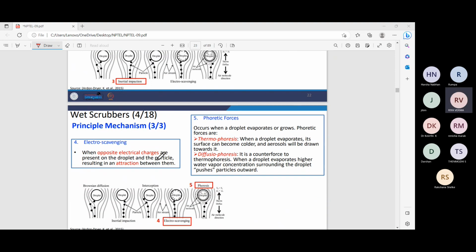Then we have electroscavenging, where opposite electrical charges are present in the droplet and the particle, resulting in an attraction between them, and that is how they get removed. Then we also have phoretic forces, where the water droplet may evaporate and grow in size. And we have two types of phoretic forces, thermo and diffusio.